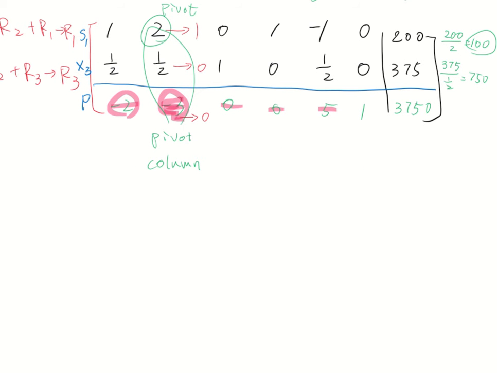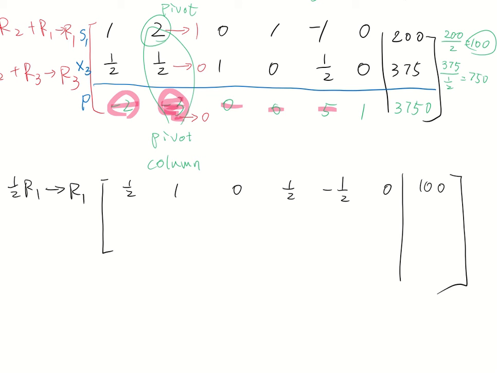First, turning the pivot element into 1. So R1 will be multiplied by 1/2. Make it the new R1. So we have 1/2, 1, 0, 1/2, negative 1/2, 0, 100. And the second row and the third row do not change.